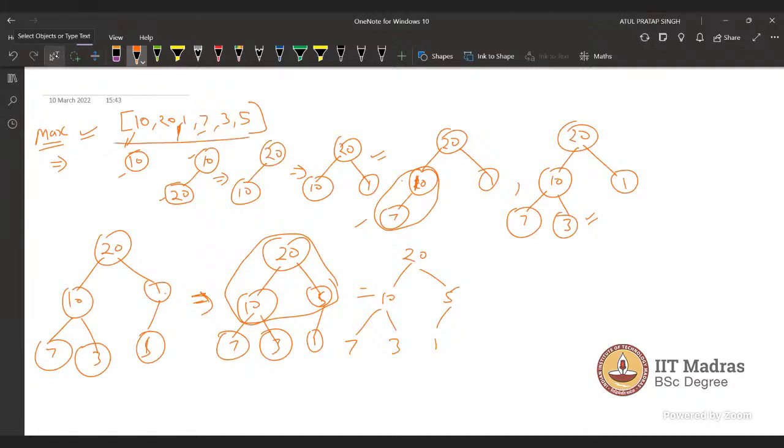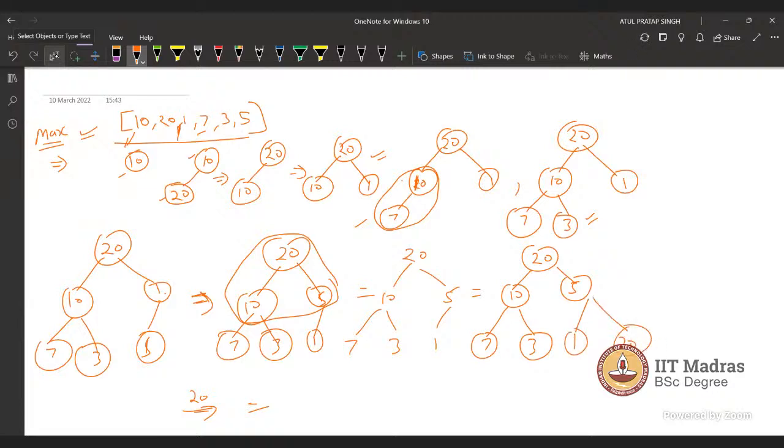Sir, what if there is one more 20 at the end, if there are two same numbers? For example, if we are now adding 20 to 20, 10, 5, 7, 3, and 1, then 20 will be added here.